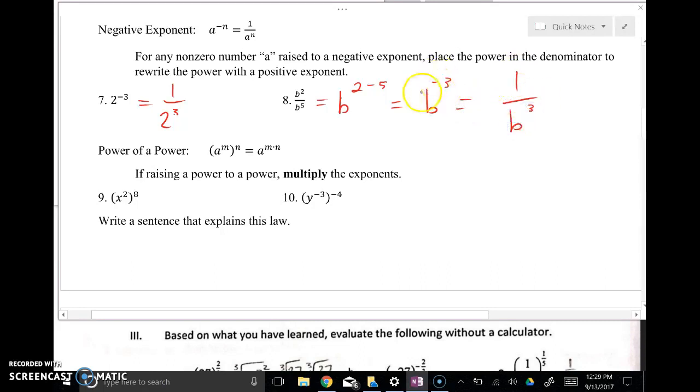That negative tells me to do the opposite of whatever I'm doing. So whatever this exponent is telling me to do, if it's negative, do the opposite of that. So if I'm dividing by it, I would multiply by it. If I'm multiplying by it, I would divide.